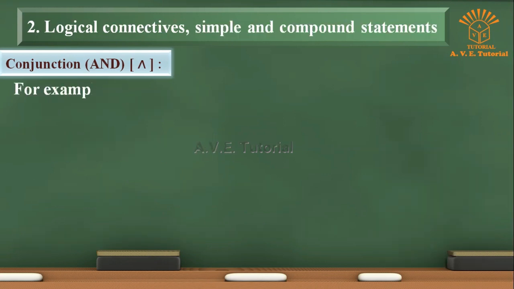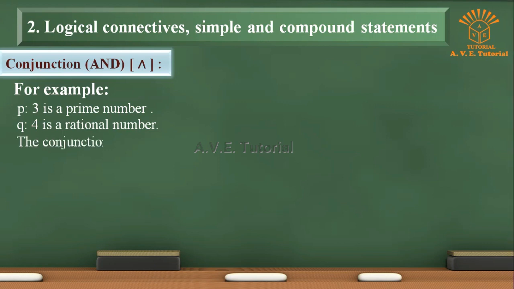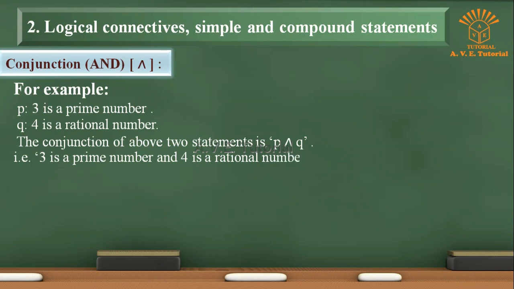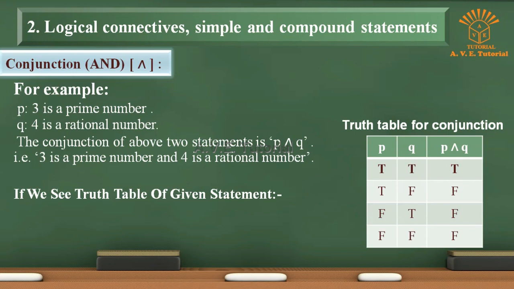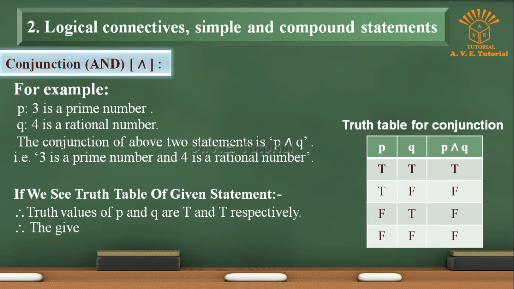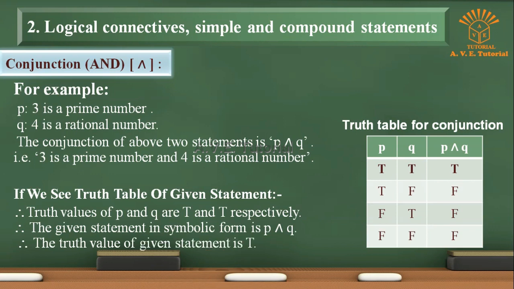For example, statement P, 3 is a prime number. Statement Q, 4 is a rational number. The conjunction of above two statements is P and Q. That is, 3 is a prime number and 4 is a rational number. If we see the truth table of the given statement, the truth values of P and Q are true, that is T and T respectively. Therefore, the given statement in symbolic form is P and Q. Therefore, the truth value of the given statement is true, that is T.